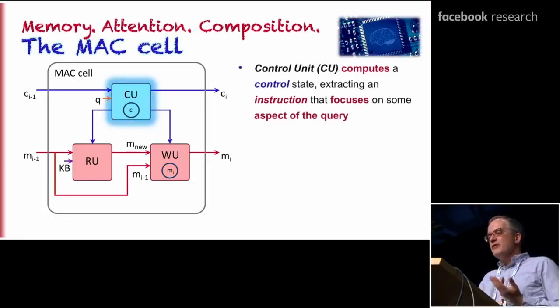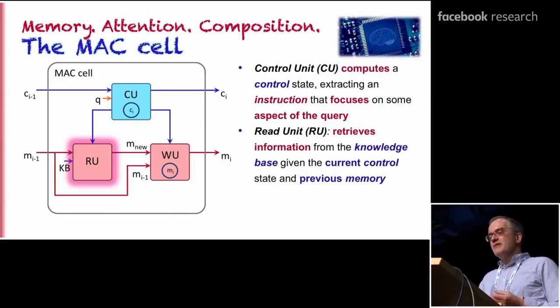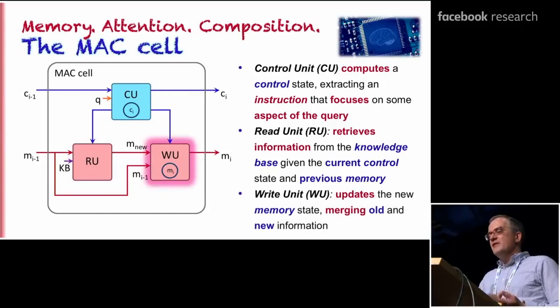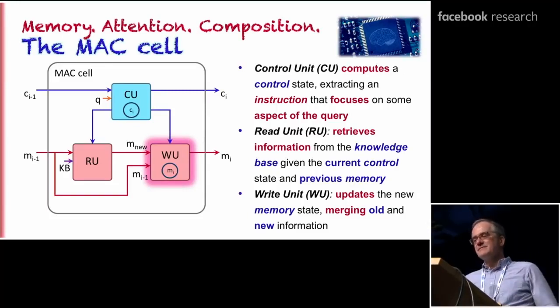So the control unit computes a next control state, extracting an instruction from the query. Then the read unit retrieves information from the knowledge base, given both the previous memory, it's again working recurrently, and the current control. And then finally, the write unit is going to update and write the next memory, merging the newly found information with the previous memory to then write the next memory.